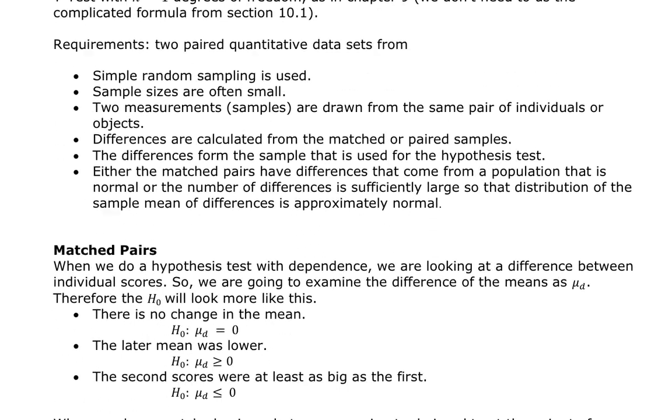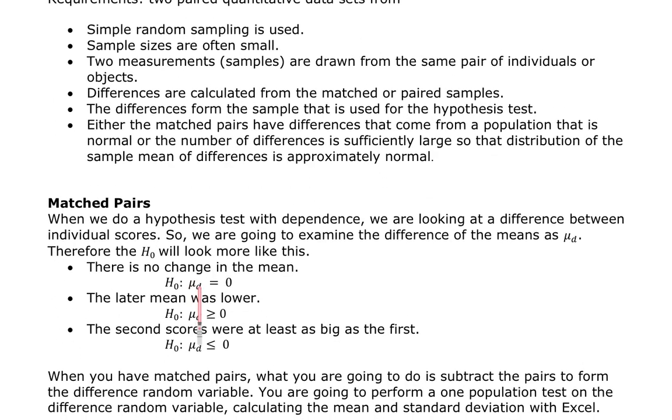So when we're doing the matched pairs, we have the choice that there is no difference before and after, or that the later score was actually lower, so the after treatment was lower, so that the differences would be positive. Or the second scores were larger than the first set, and so my differences would be negative. So these are the choices. It is that the treatment produced a lower score, or the treatment produced a higher score. In this case, these are my outcomes.